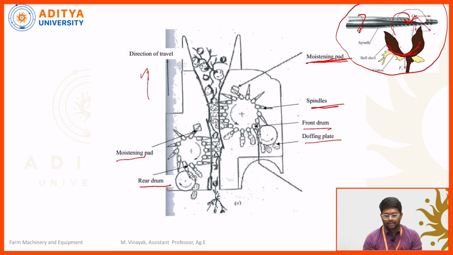So next one is the spindles. Already we know front drum, rear drum. So spindles are attached to the drums. This doffing plate is nothing but the collection zone. Next, look on to the next slide.